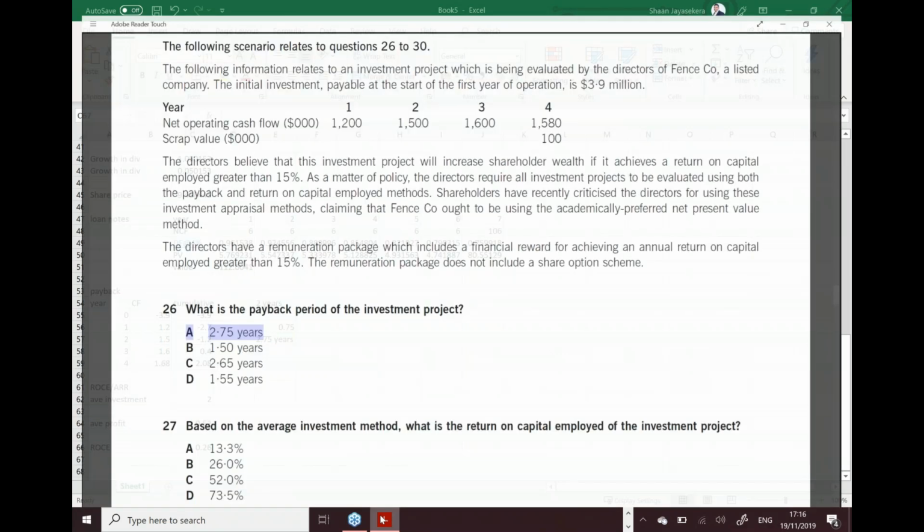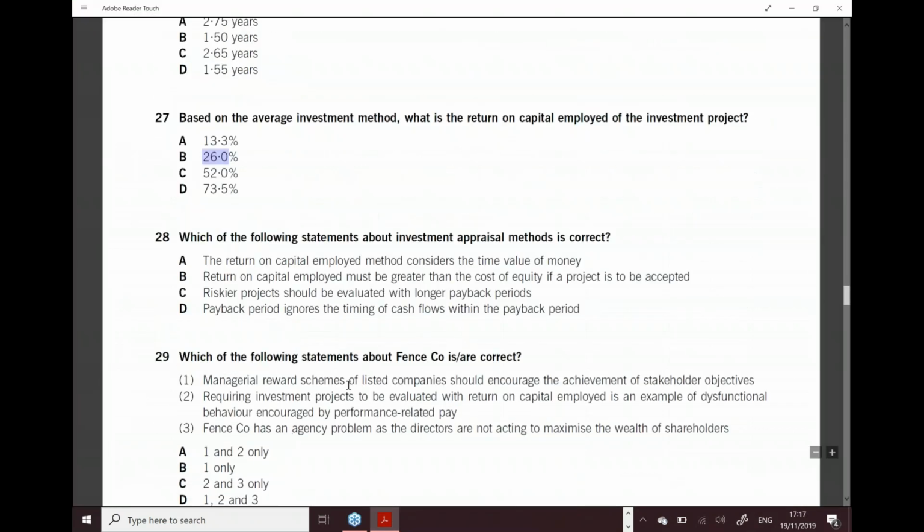Right. Which of the following statements about investment appraisal is correct? The return on capital employed method considers time value of money. No, it doesn't. The return on capital employed must be greater than the cost of equity if the project is to be accepted. Not really. The return on capital employed just should be above a target return on capital employed of a management. The IRR should be above the cost of capital.